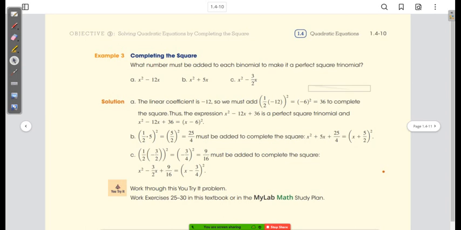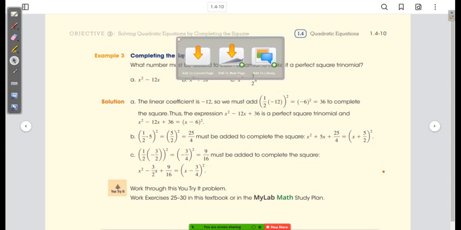So the first exercise in completing the square, what we're trying to do here is figure out what we're going to add to the end of these equations to make them a perfect square binomial. A perfect square binomial is something like x minus 3 quantity squared. It is a perfect square because I can square it.